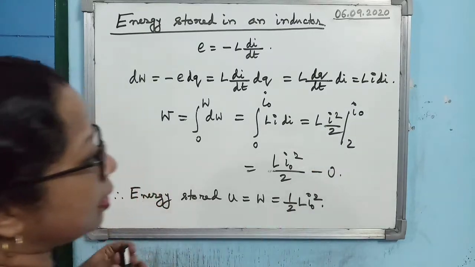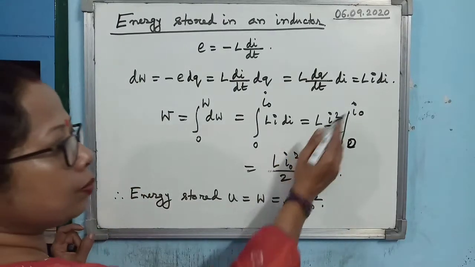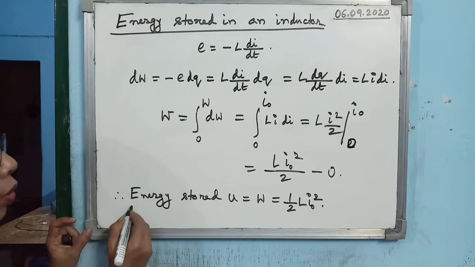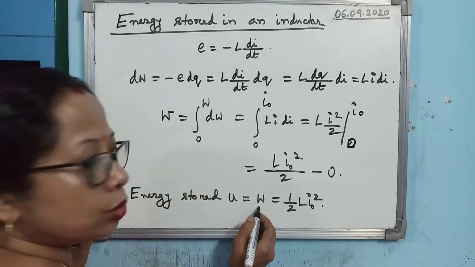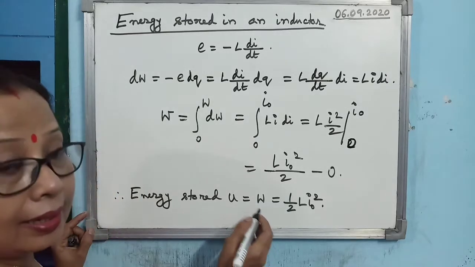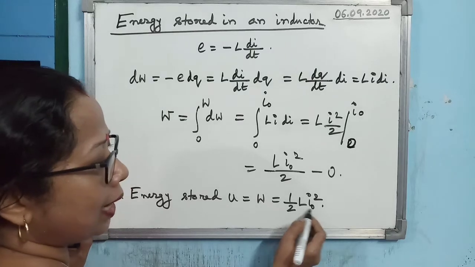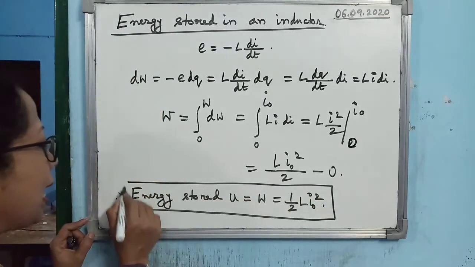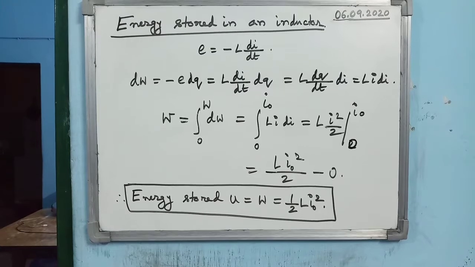Now put the limits, I0 and 0, then it will become L I0 square by 2 minus 0. So what will be the energy stored within the inductor? It is equal to the work done in sending the maximum current I0, equal to half L I0 square. So the derivation as well as the final formula you must learn, practice, remember, retain till the board exam gets over.